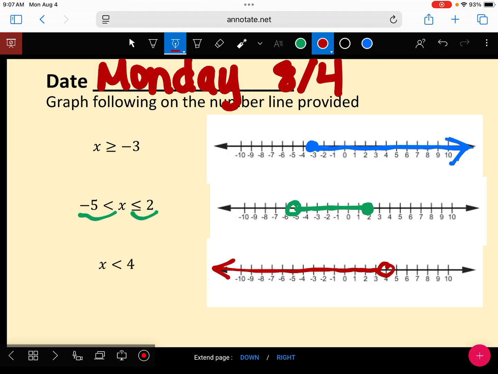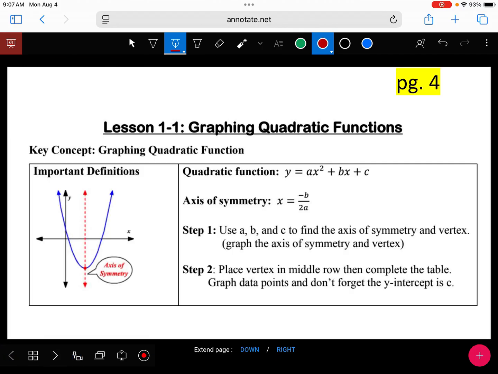All right, so let's go to your note packet. Let's go to page 4. Page 4 in your blue packet. Page 4 in the blue packet.